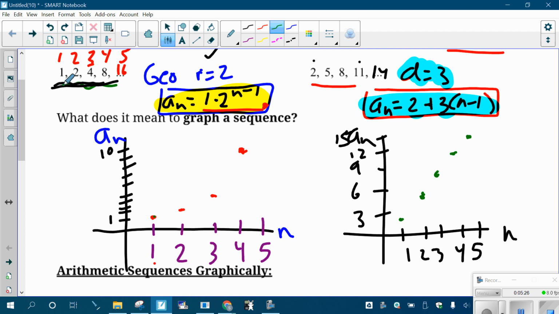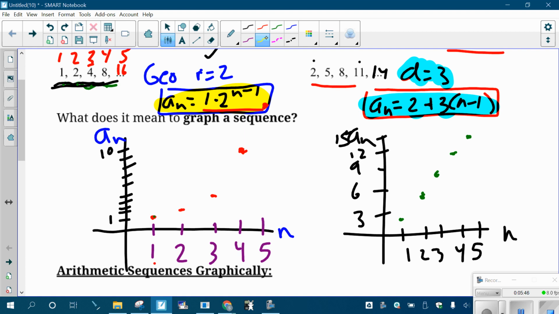There's a first term. The first term is 1. The second term is 2. The third term is 4. The fourth term is 8. There is no 3.5 term. That doesn't make any sense because we're just counting. Okay, so do not connect the points. Say again, do not connect the points. However, the graphs still have shapes.